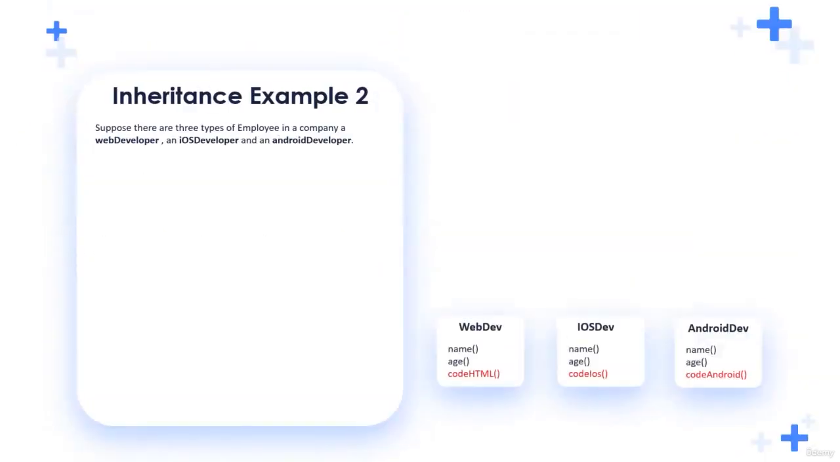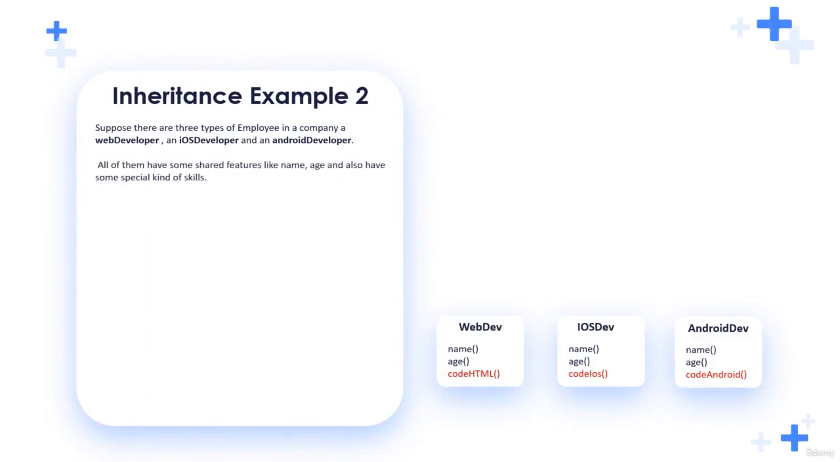Let's take an example, another example about inheritance. Suppose that there are 3 types of employee in a company: web developer, an iOS developer, and an Android developer.